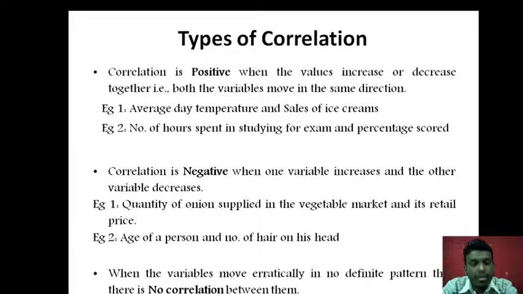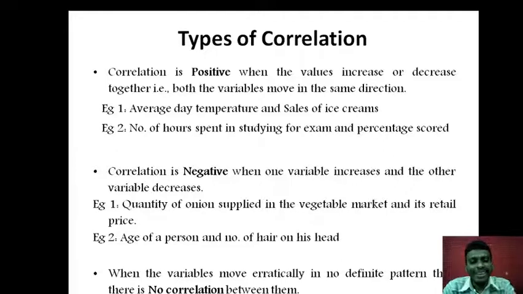For example, quantity of onions supplied in a vegetable market and its retail price. We know as the supply increases in the market, the price associated with that product decreases. So if more onion comes into the market, at the same time the price associated with it, that is the retail price, per unit price, per kg price, decreases. So both are moving in opposite direction.